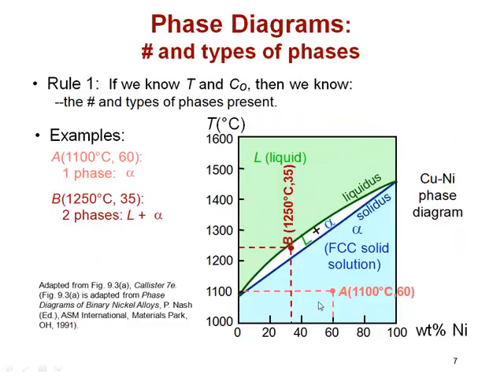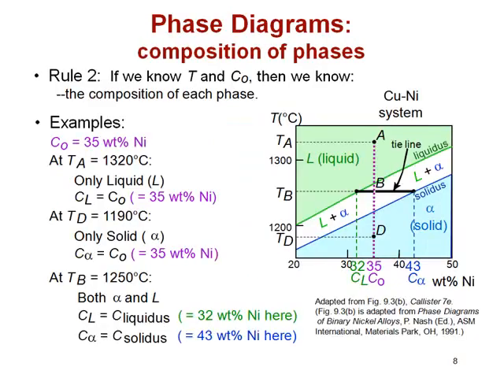For point A down here, we know temperature, we know composition, so we know there is only one phase available, and it is solid. For point B, it is in the two-phase region. We know that there is liquid and solid at the same time, which do exist. That's rule number 1.